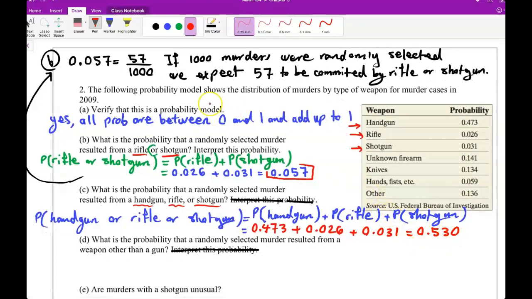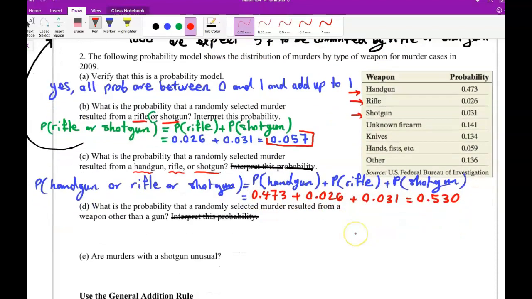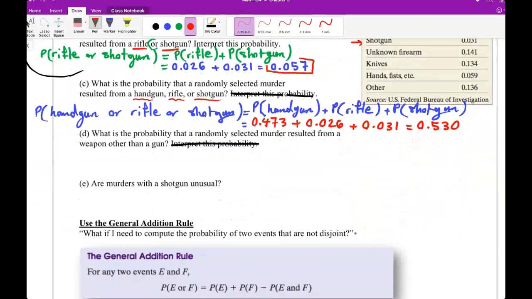So if you want to interpret like that, now instead of 57 we have 530 and the denominator again 1000. So we only need to change these. So if 1000 murders were randomly selected, we expect 530 to be committed by these 3: handgun, rifle, shotgun. So exactly the same thing. Now, what is the probability that a randomly selected murder resulted from a weapon other than a gun?